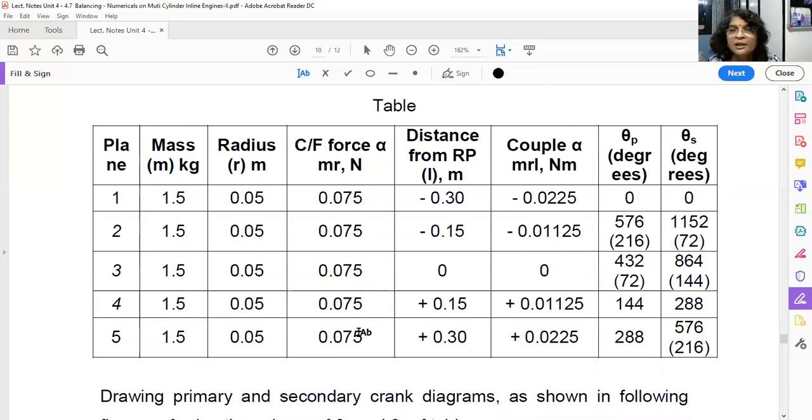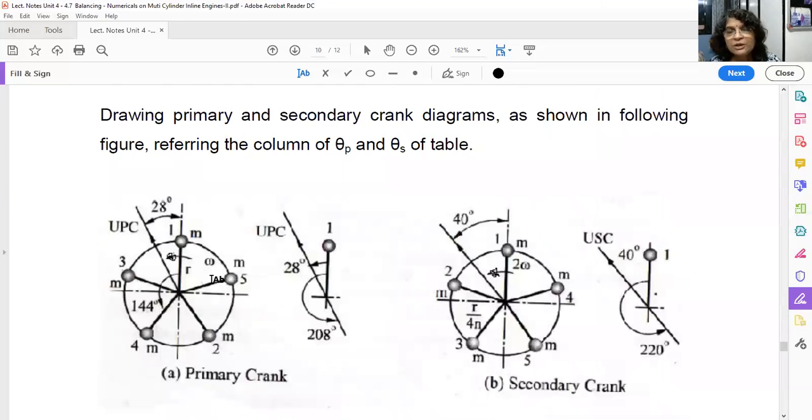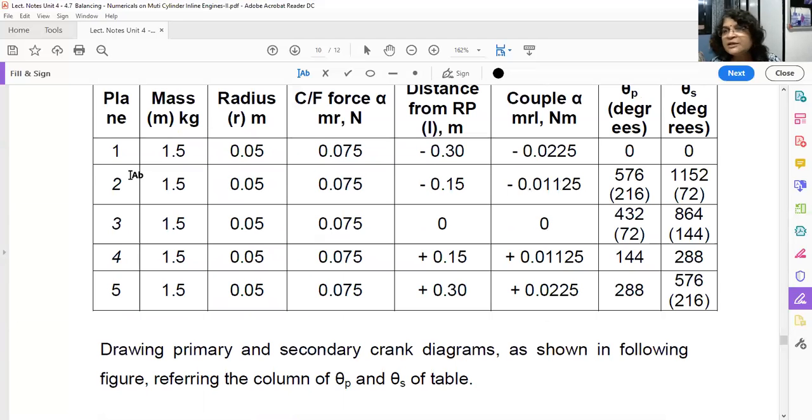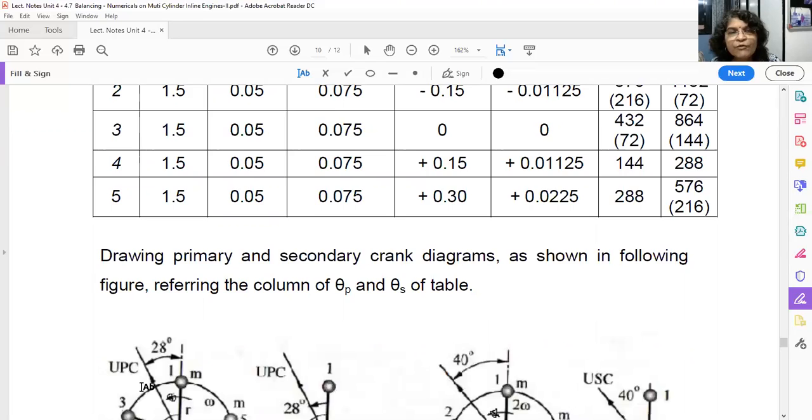Okay. Now what do you have to draw? You have to draw the couple polygon, primary crank diagram and secondary crank diagram. We have assumed the anti-clockwise direction here, and similarly here also; both we must maintain the same. Cylinder number 1 is at 0 degree angle, here also 0 degree. Then what is the angle after that? This is your 144, suppose. Any sequence you can select. So plane number 4 you draw at 144 degree, so plane number 4 here.